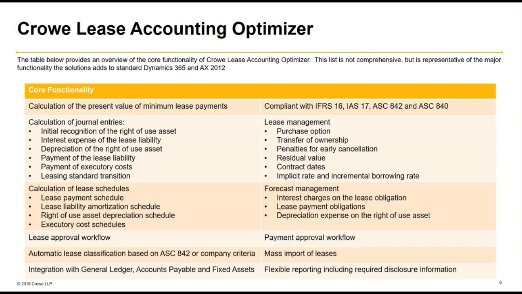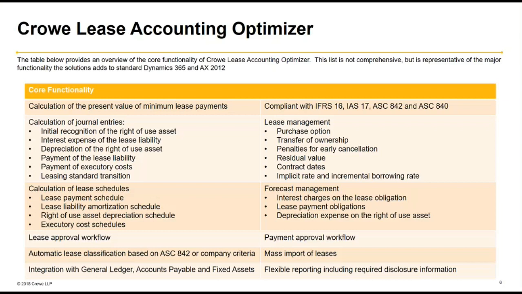For those that are working with this leasing standard, they're probably very familiar with calculating the present value of those future minimum lease payments. Don't know about you, but I didn't really remember even how to calculate a present value. Thank goodness for Excel having that built in. But if I have 1,000 leases, do I want to have 1,000 Excel spreadsheets to track those?